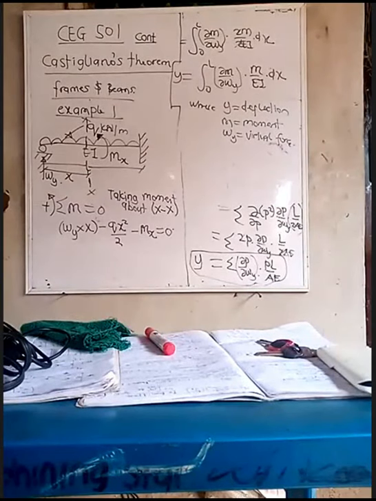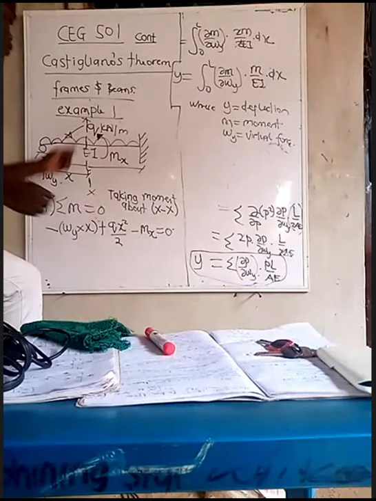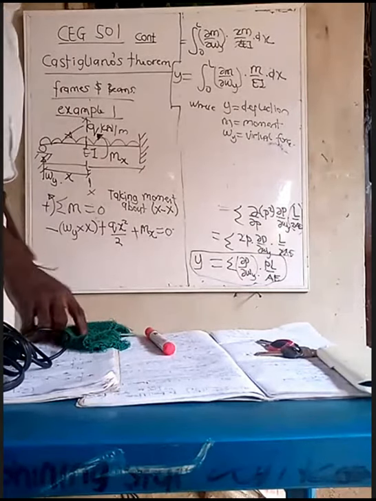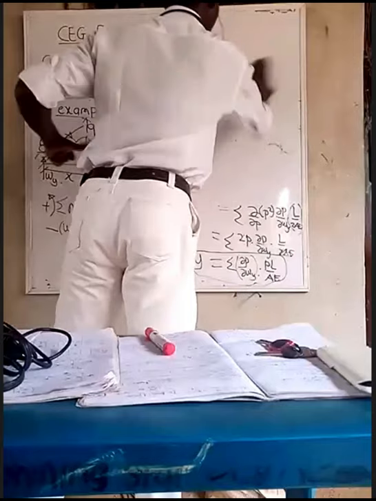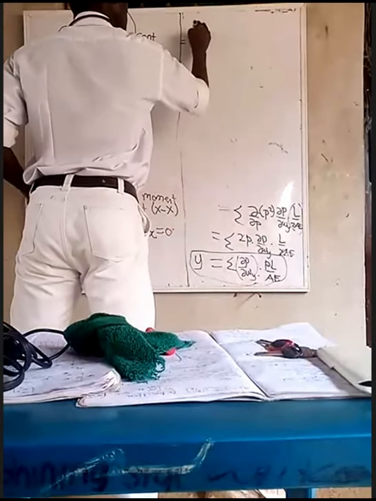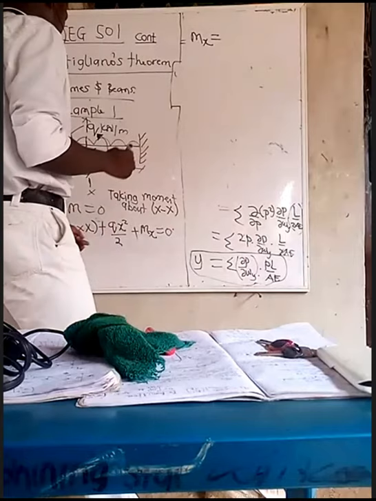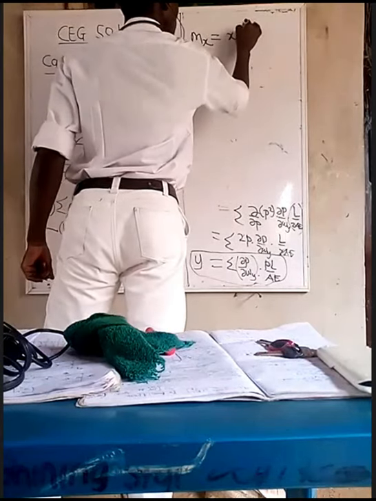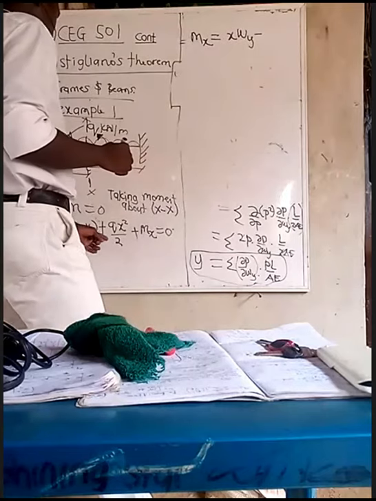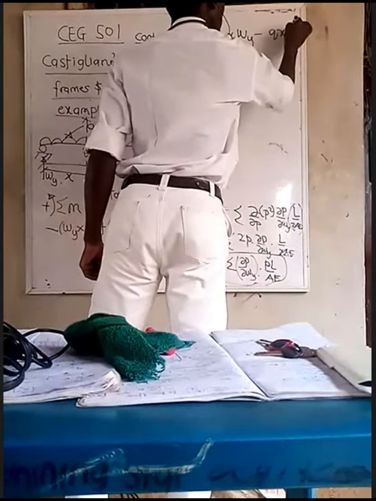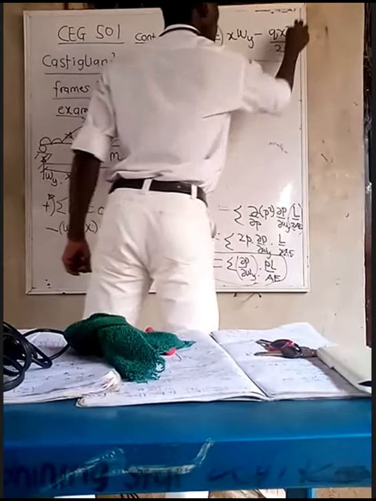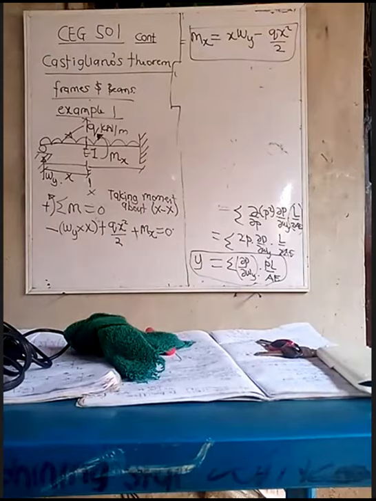So taking moments about XX, anti-clockwise to be positive. So that means this will be minus. Then the moment of this UDL here will be plus. Then plus MX. I believe that is understood. Yes, sir. Okay. So that means our MX will be equal to WY times X minus QX squared over 2. So this is our moment equation for the structure.